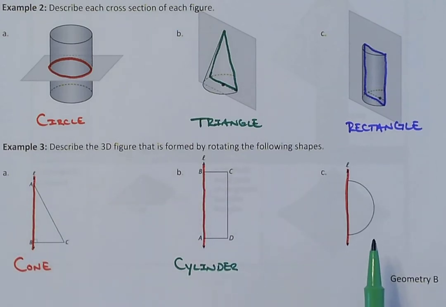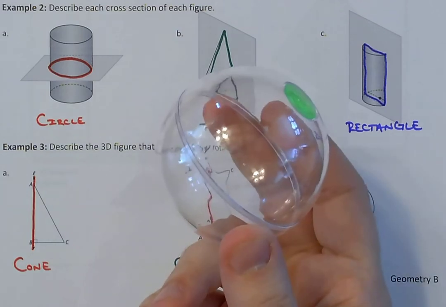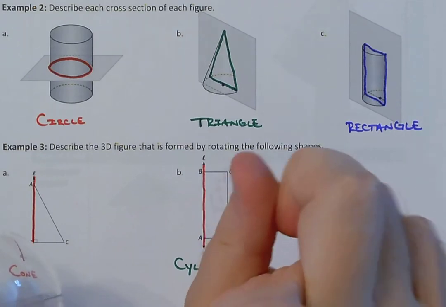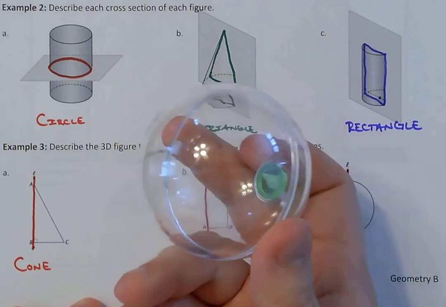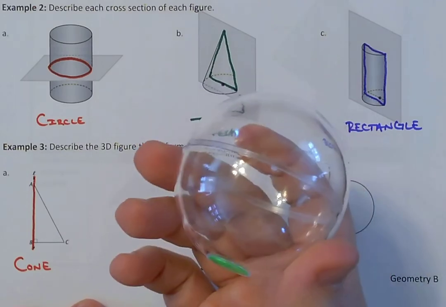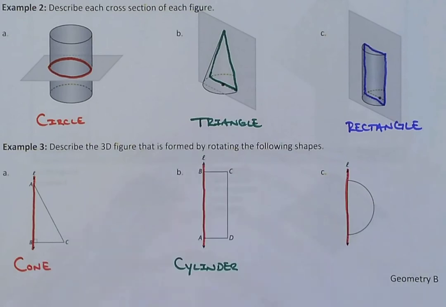And then the last one, example 3C, we have a semicircle that we're rotating in a circle around this line L, and the 3D shape that we get is a sphere, because imagine rotating a circle 360 degrees around. Okay, if we rotate it all the way around, it's going to end up giving us that spherical shape, giving us a sphere for example 3C.